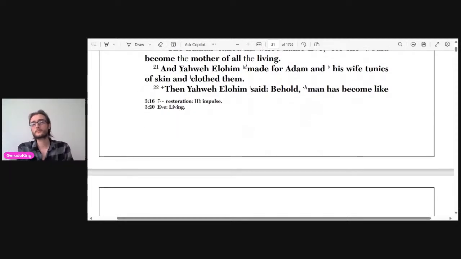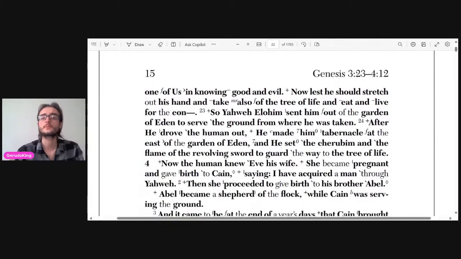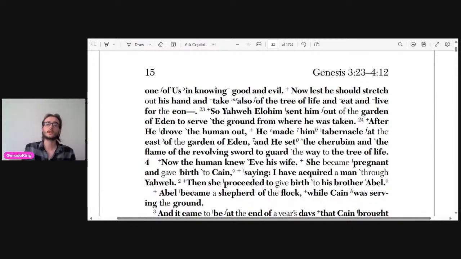And Yahweh Elohim made for Adam and his wife tunics of skin and clothed them. Then Yahweh Elohim said, Behold, man has become like one of us in knowing good and evil. Now lest he should stretch out his hand and take also the tree of life and eat and live for the eon. So Yahweh Elohim sent him out of the Garden of Eden to serve the ground from where he was taken. After he drove the human out, he made him tabernacle at the east of the Garden of Eden, and he set the cherubim and the flame of the revolving sword to guard the way to the tree of life.